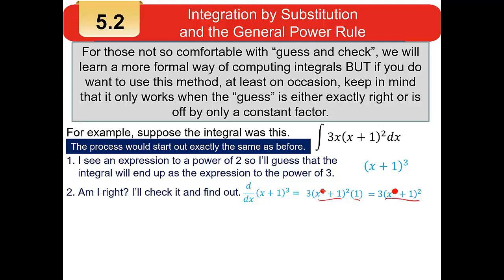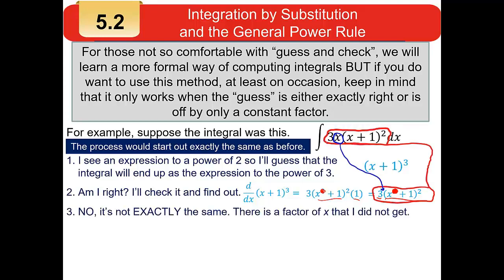Well, the x plus 1 quantity squared is there, and the 3 is there, but the problem is, when I'm comparing those two things, there's an x in the integrand that did not show up in my check. So just like before, when it was off by a factor of 2, I wasn't exactly right. Here I'm also not exactly right, but the problem is more serious. I'm not off by just a numerical factor. Before I was just off by a factor of 2. You can't be off by a factor involving a variable. If you're off by a factor of x or anything involving x, then the technique simply fails.